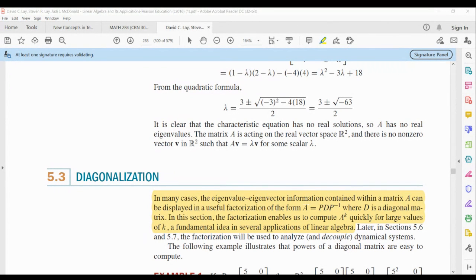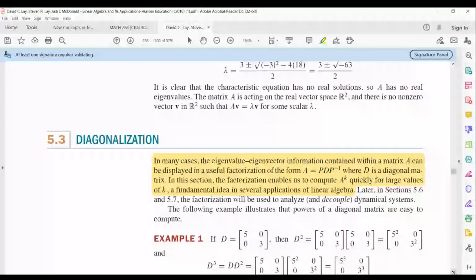And they're telling us that this factorization enables us to compute A to the kth power quickly for large values of K. Okay, so it's an interesting question, right? How does MATLAB or even your calculator compute A to a certain power quickly? MATLAB will do it much more quickly, right? Well, let's take a look.